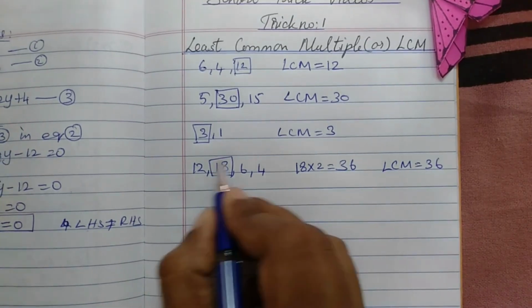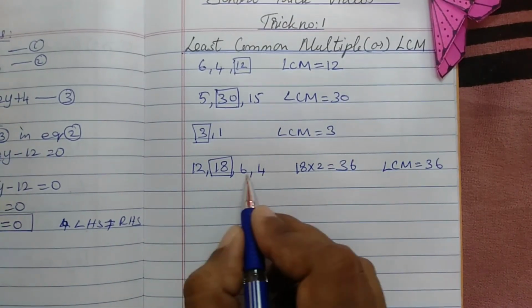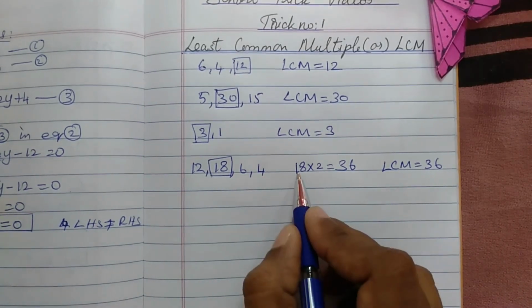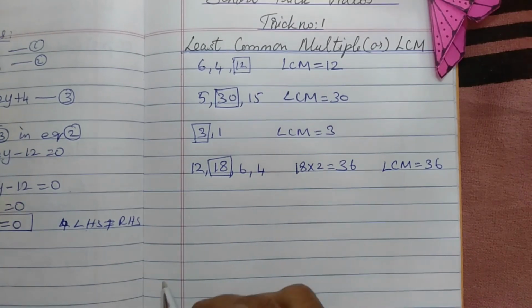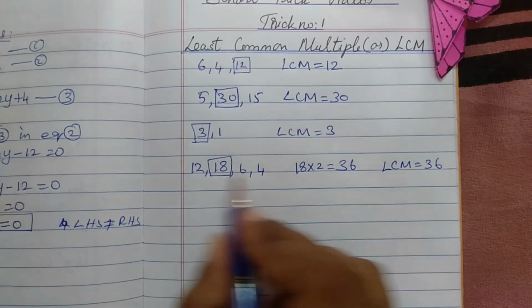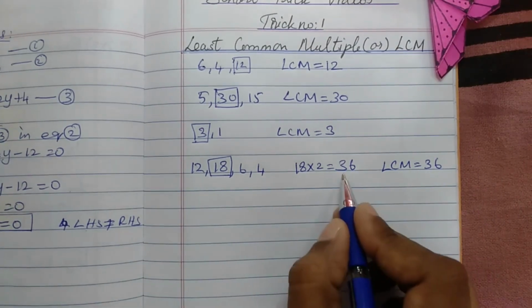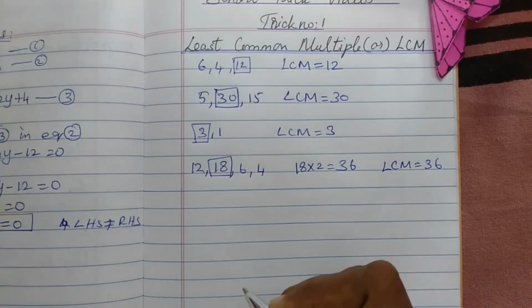Okay, here we have chosen the greater number. We have to see if we can divide this number by the other numbers. Now if you are not able to divide, then we have to multiply this greater number by 2. Then see whether you are able to divide this answer by all these numbers. If you are able to divide, then 36 will be your LCM.